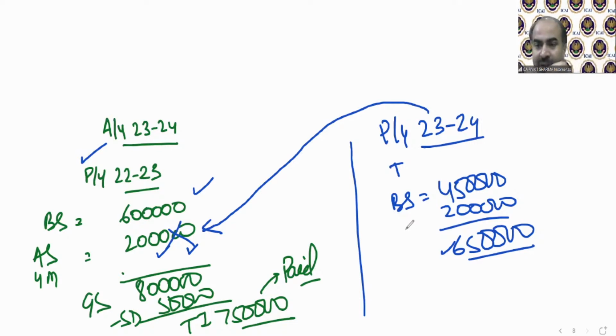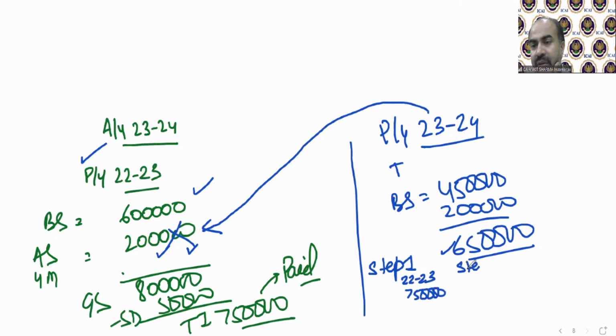So in this example, what should we do? Again, step 1. Step 1, that is what exactly is happening, we need to do that. Step 1 says: calculate tax including advance salary in previous year 22-23. That means on 7,50,000.